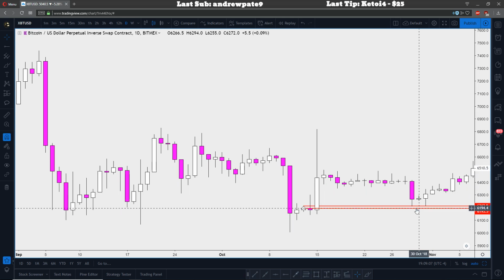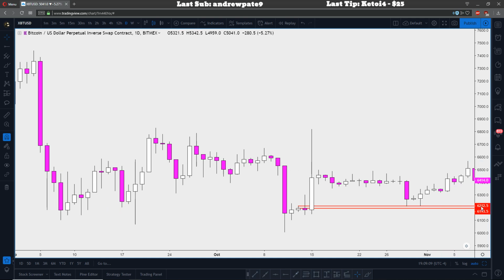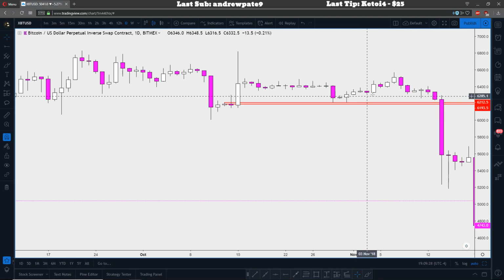It goes through it by $3, I should say. The wick is 6212.5, and the low of this candle is 6209. So we see this support, this resistance, broken by the impulse, and then we see the test, and we see a move up afterwards.